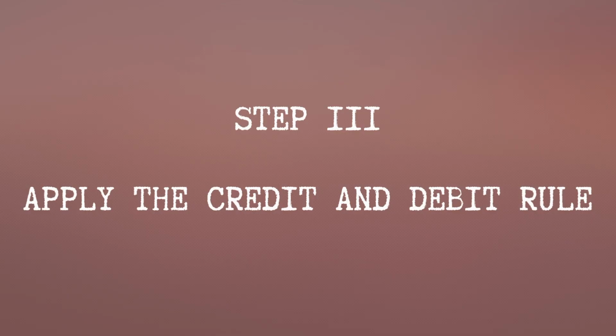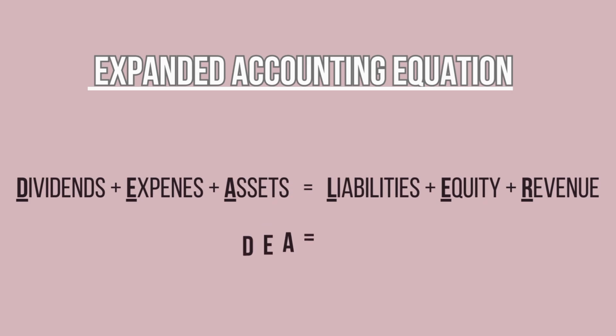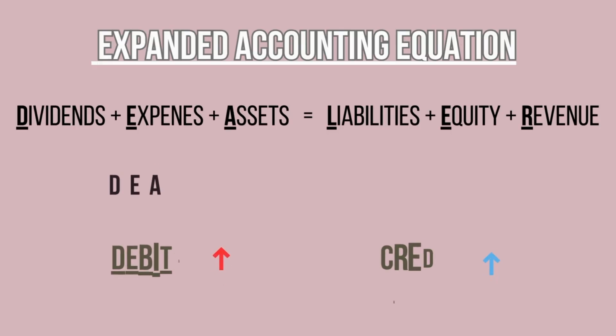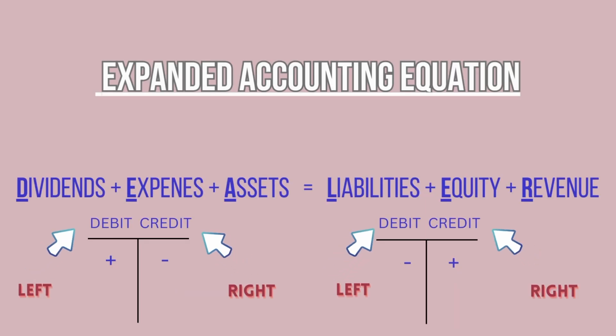Step 3. Apply the debit and credit rules. As a general rule, increases in assets and expenses are recorded as debits, while increases in liabilities, equity, and revenue are recorded as credits. This is where memorizing the expanded accounting equation becomes very useful. Remember, DEA equals LER. DEA are increased by debits. LER are increased by credits. Just as a reminder, debits always go on the left and credits always go on the right.